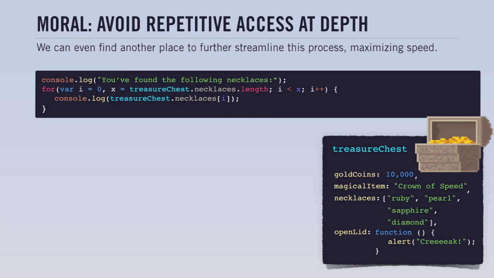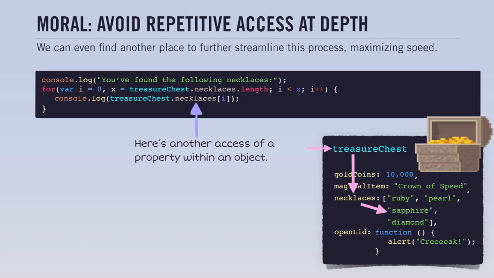Let's take a look. See that console log in there with treasurechest.necklaces? That's another access of a property within an object, and we're going to do that every single time, looks like, in the loop, right? So we want to try to avoid that repetitive access. Let's see what we can do.